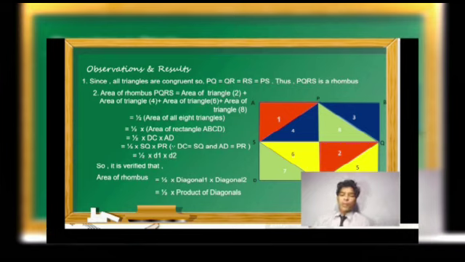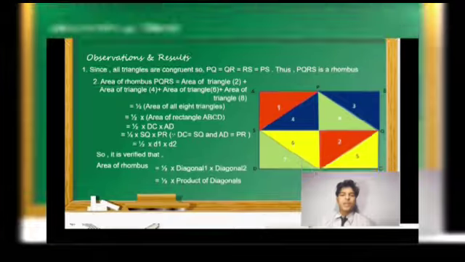There are some more properties of a rhombus, such as all sides of a rhombus are congruent, opposite angles are congruent, the diagonals are perpendicular to and bisect each other, adjacent angles are supplementary. A rhombus is a parallelogram whose diagonals are perpendicular to each other, and a square is also a rhombus.